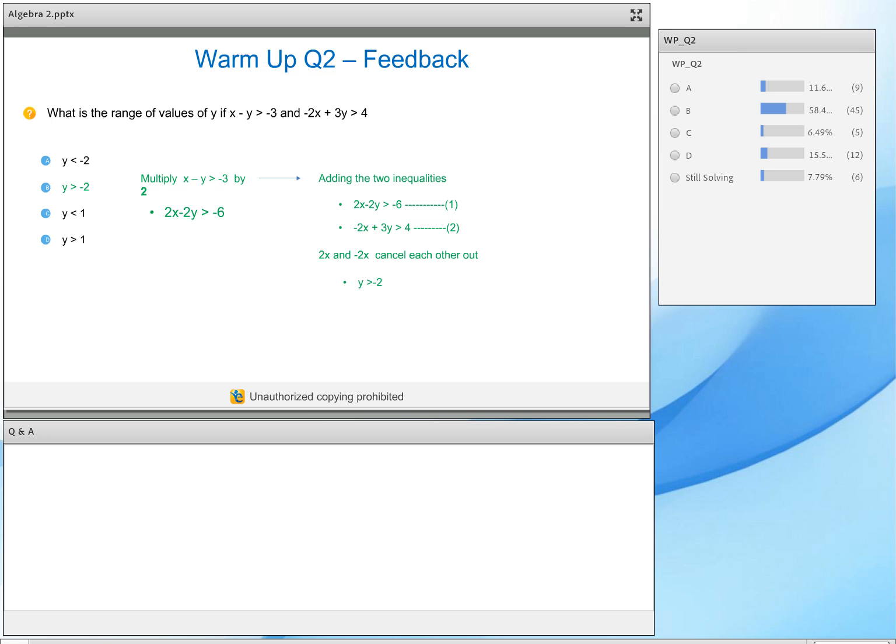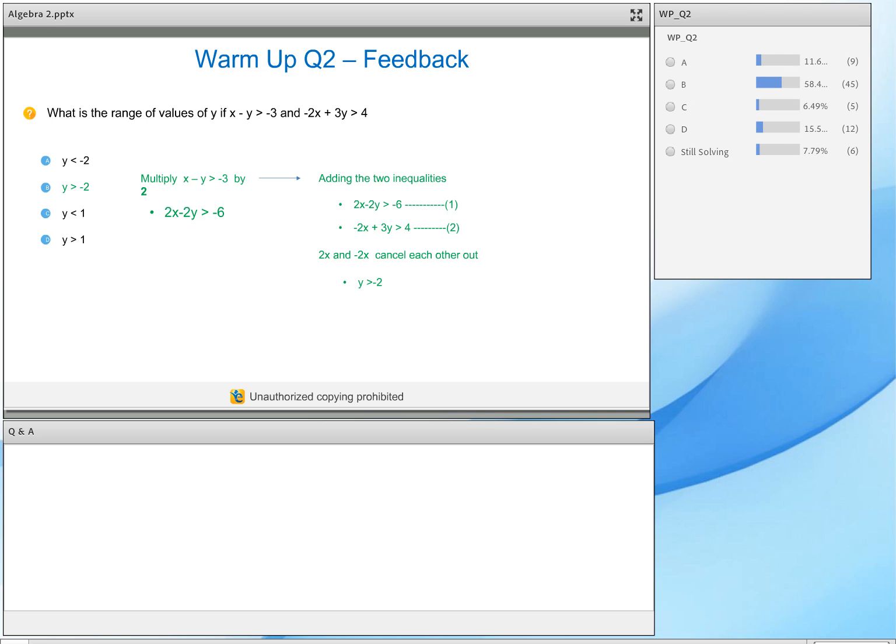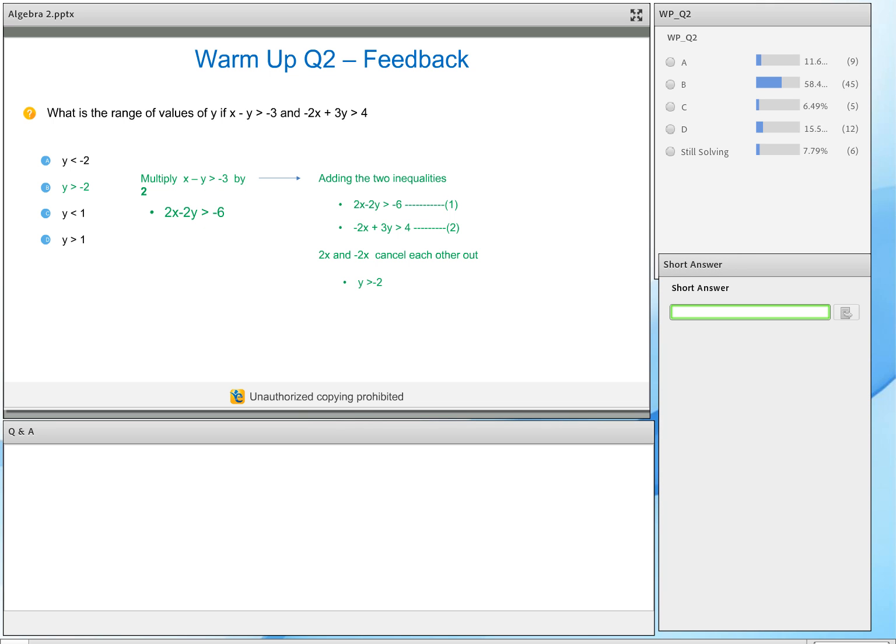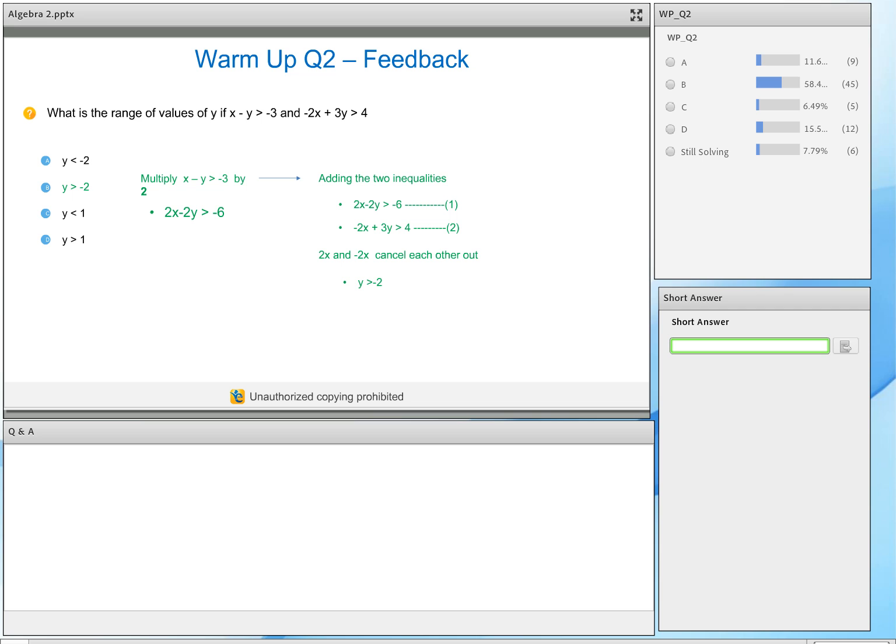Now, why is it that you got this question wrong? I'm going to get a poll question here. What did you not understand in this? Let me get the short answer poll here. About 40% of the class didn't get this question right, so I want to understand why that is the case. At what step did you falter?